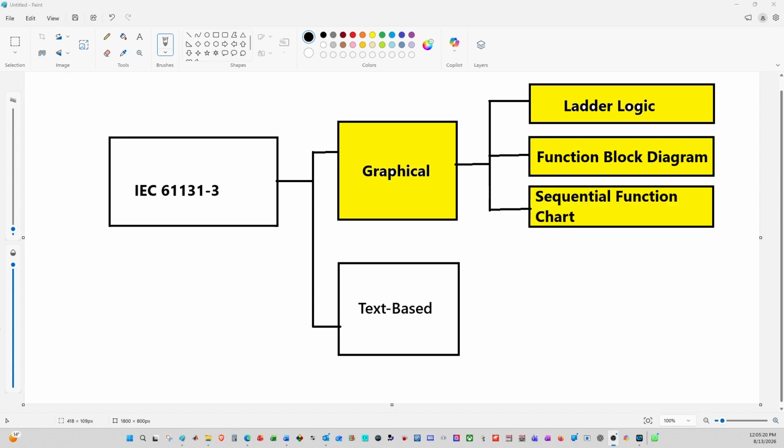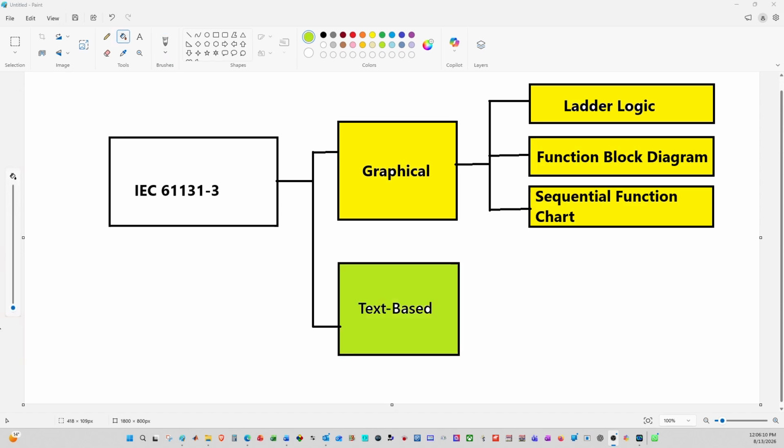The last of the graphical languages would be SFC, also known as sequential function chart. This was the last of the graphical programming techniques to be designed, and in the beginning it was considered quite a difficult language to work with, but over the years it has become a lot easier, and in many cases it is the go-to language, especially if you're dealing with something such as a sequential control, where you have a number of events that have to take place one after the other.